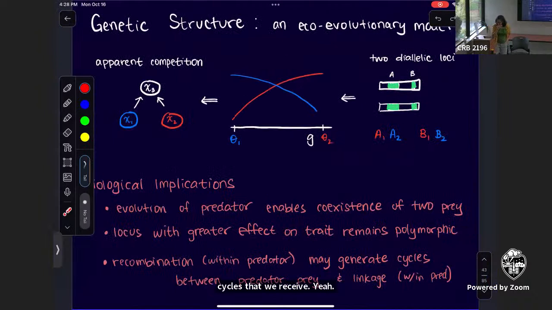Okay, so I'll just conclude this part of my talk. Some biological takeaways from this analysis. The evolution of the predator enables the coexistence of these two prey, and that's really through this alternating direction of selection kind of feedback. Additionally, our first result on persistence says that the locus with greater effect on the trait is the one that remains polymorphic. And then recombination within the predator may generate cycles between the prey, predator, and the linkage of alleles within the predator. So this is an example of how you can have interesting feedbacks between the genetic composition within one species and then its species interaction.